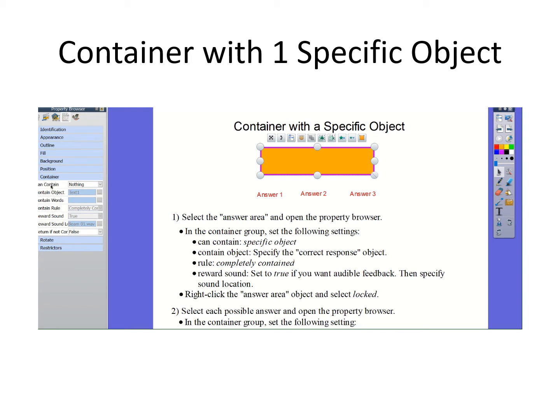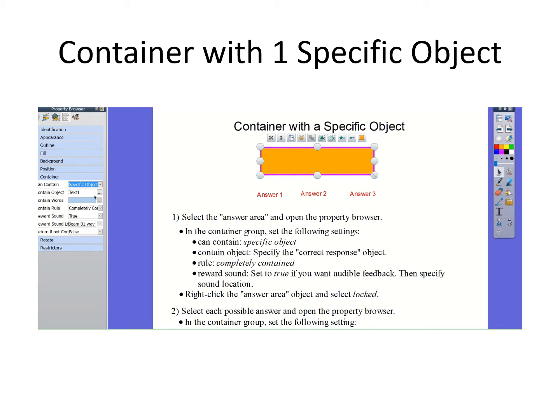Notice the container says it can contain nothing to start. So it can contain anything. That's not very helpful because anything can go in. Normally it's either specific object or keywords. If we have one possible right answer, it's specific object. If it's more than one right answer that can be dragged in that container, then it's keywords. So let's start off with one specific object.